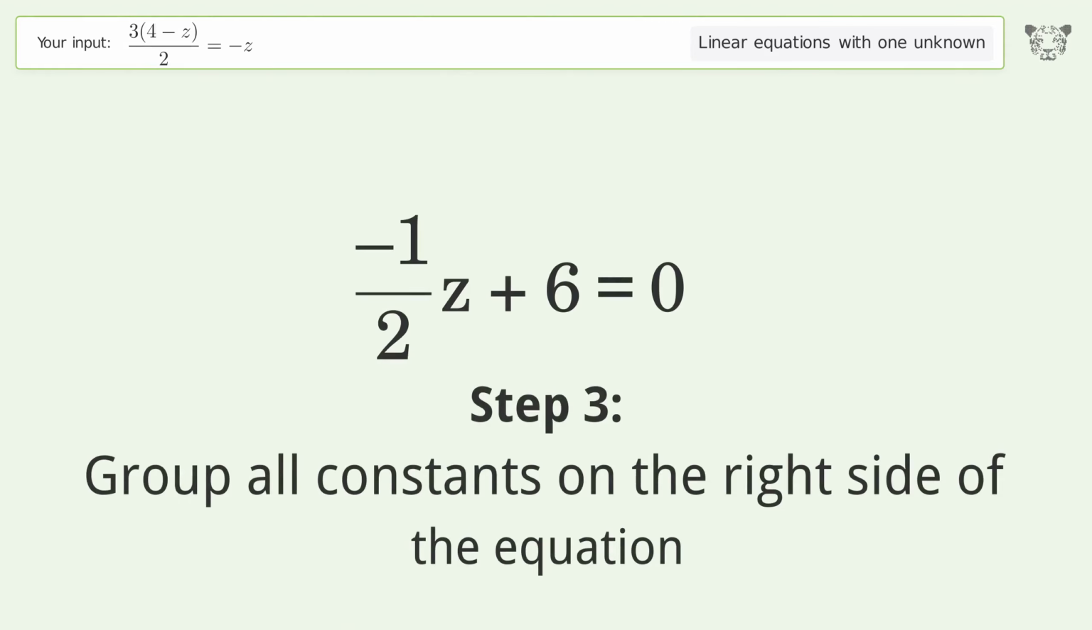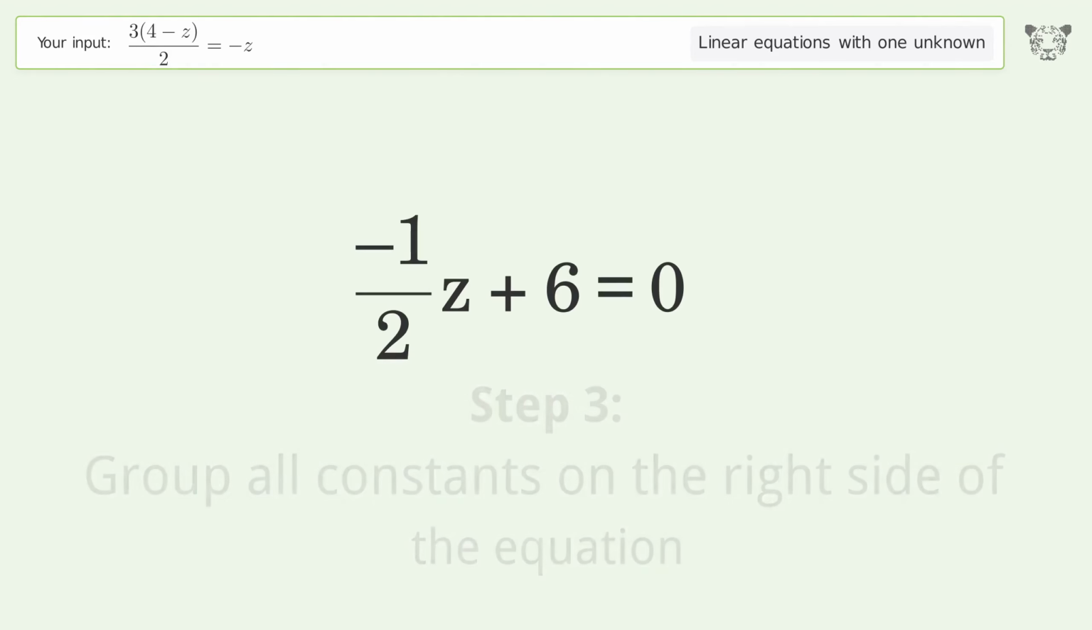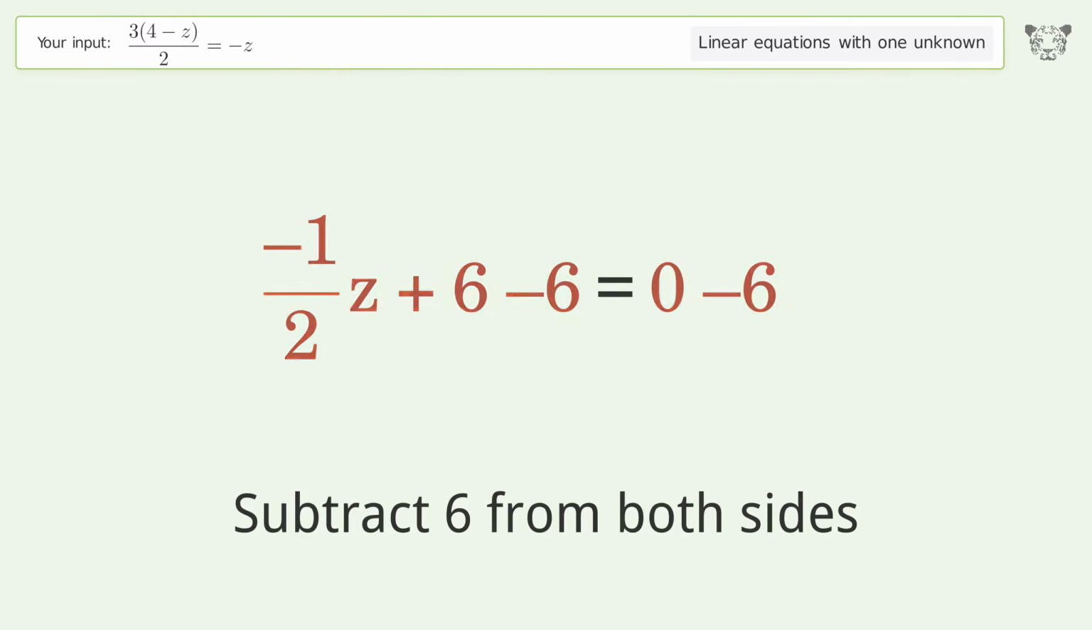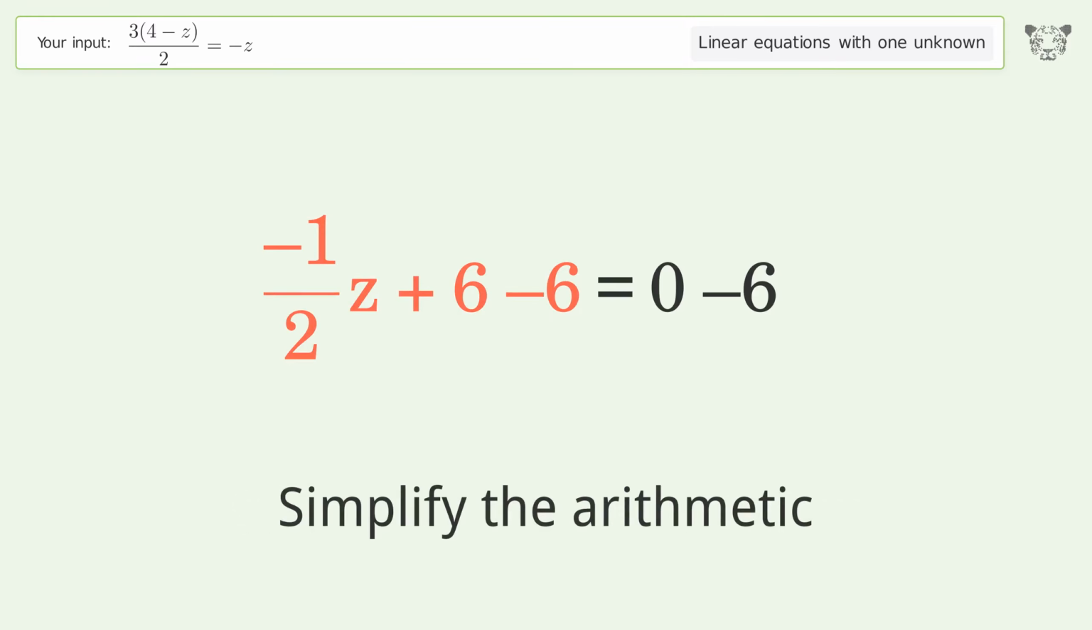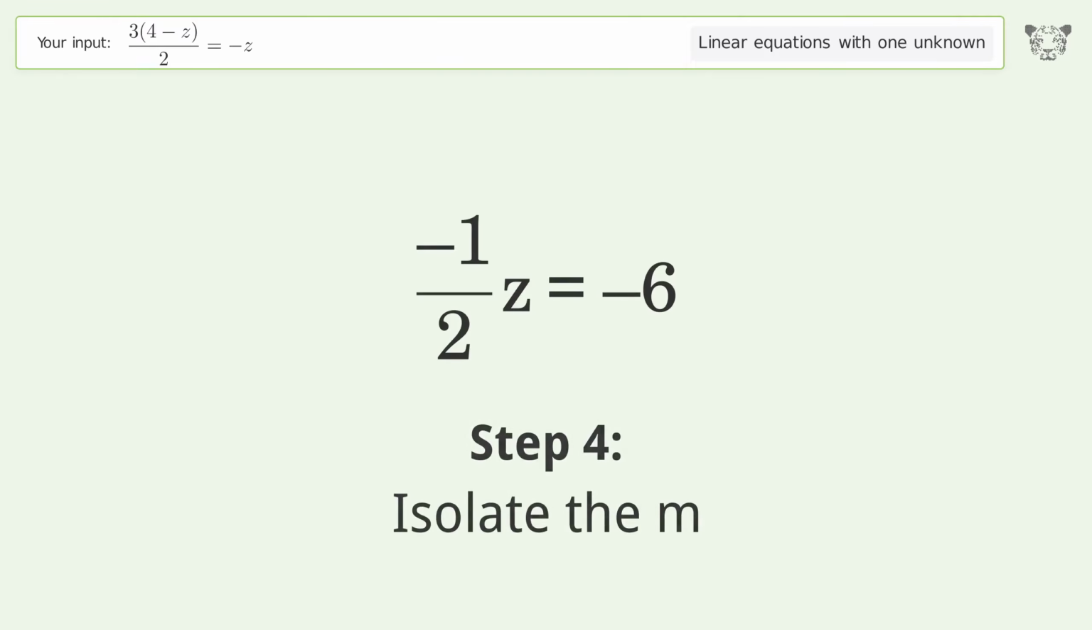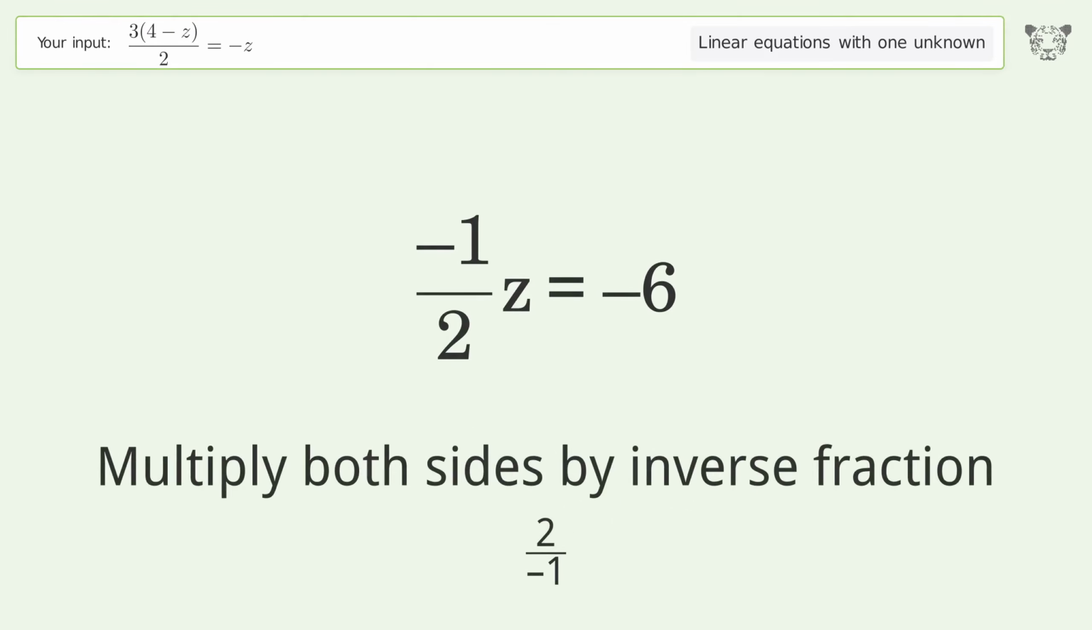Group all constants on the right side of the equation. Subtract 6 from both sides. Simplify the arithmetic. Isolate the m. Multiply both sides by inverse fraction 2 over -1.